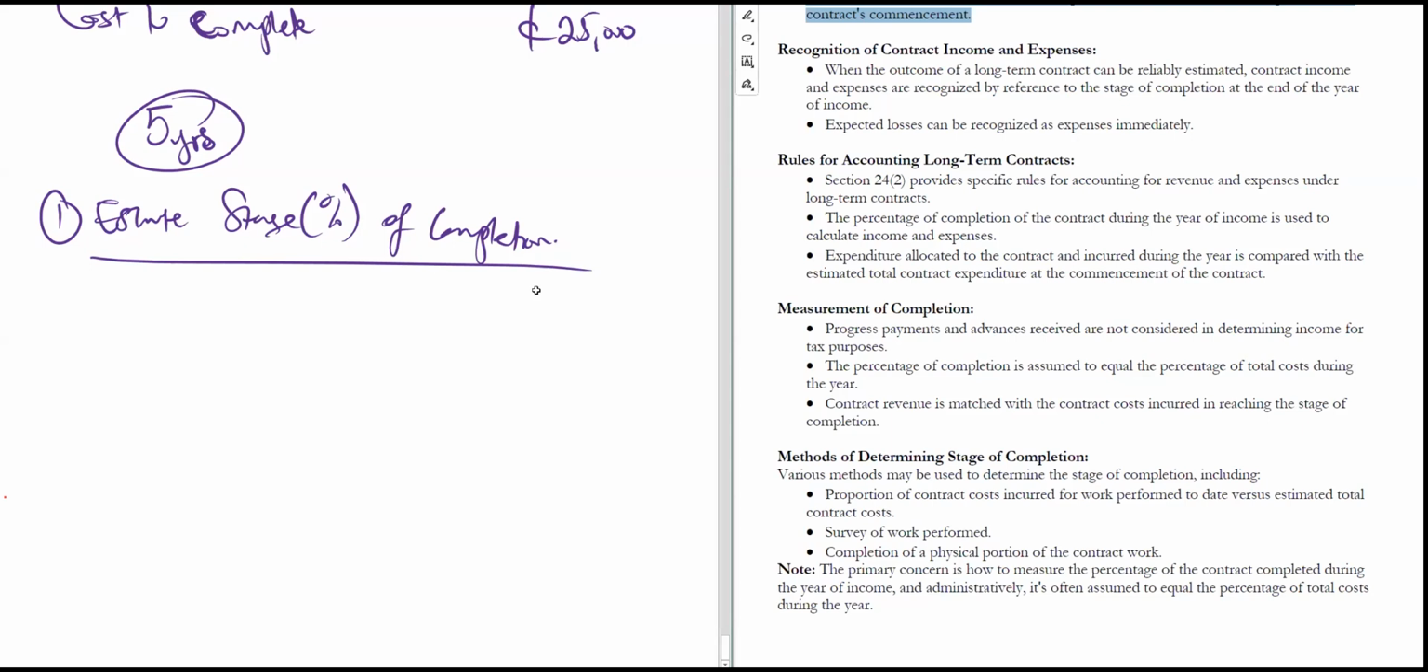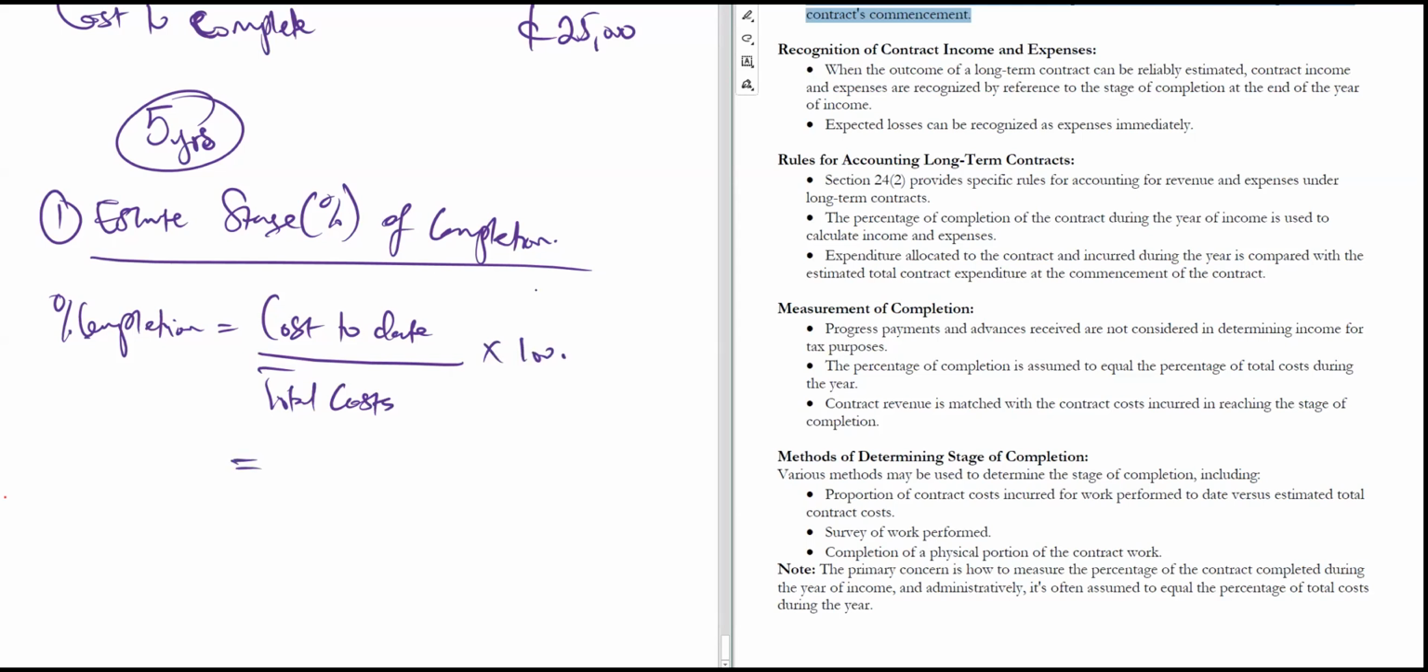What method does the tax law allow for determining your stage of completion? The cost method. And how do we get it? Percentage complete equals cost incurred to date over total cost or expenses, times 100, right?